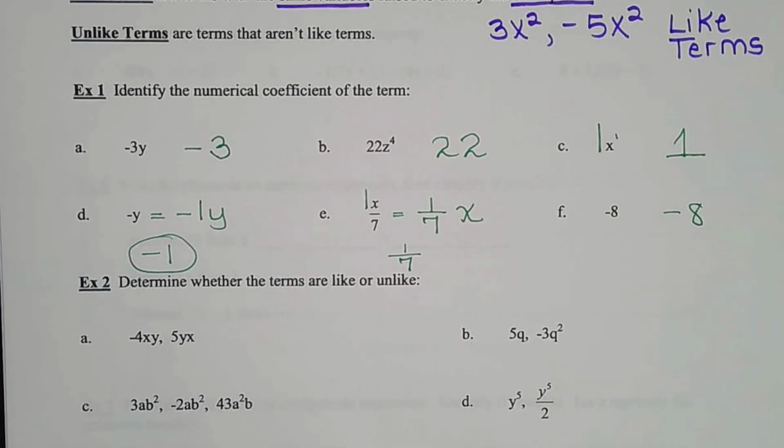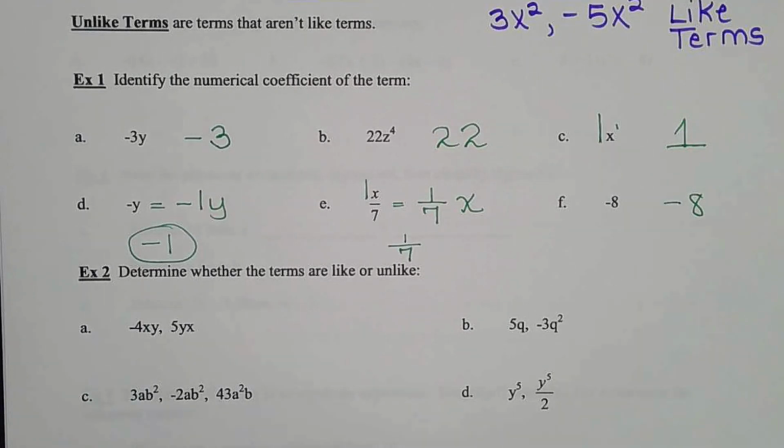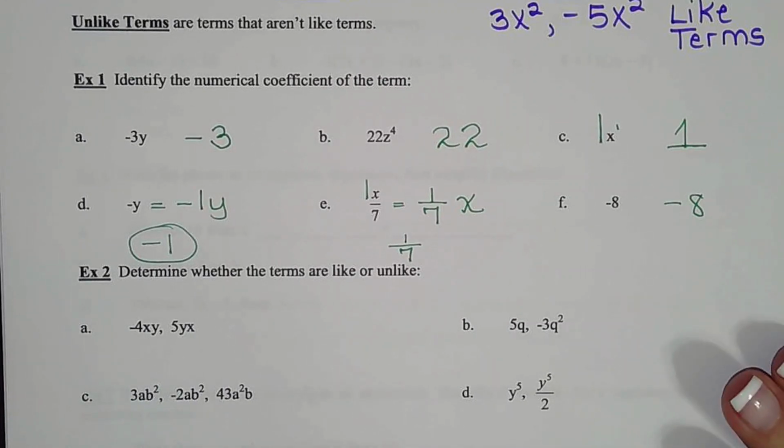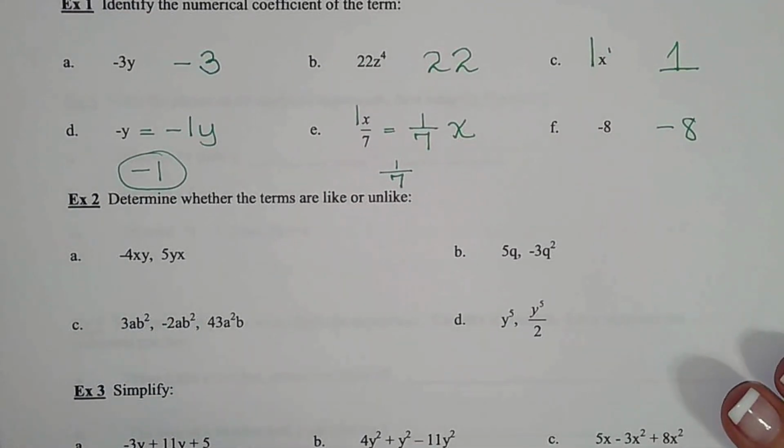So that is coefficients, because you have to know the vocabulary to do these. So you have to know what like terms are, what unlike terms are. You have to know what coefficients are. You're going to learn later when you go to graphing in future classes that the leading coefficient is what determines whether a parabola cups up or cups down, for instance. So you need to understand what these terms mean. So coefficient, number in front of each term.